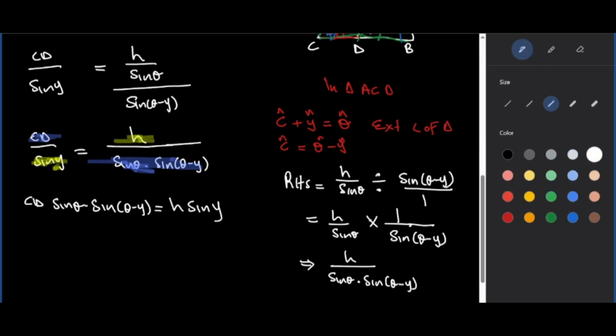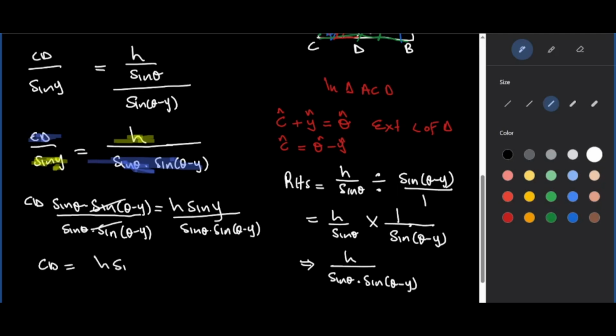Yes, sir. So if we keep on working on this, we can divide both sides by the sine of theta times the sine of theta minus y. And it proves that CD is equal to that answer. Therefore, these two cancel again. What is CD equal to? CD equals h times the sine of y over the sine of theta times the sine of theta minus y.